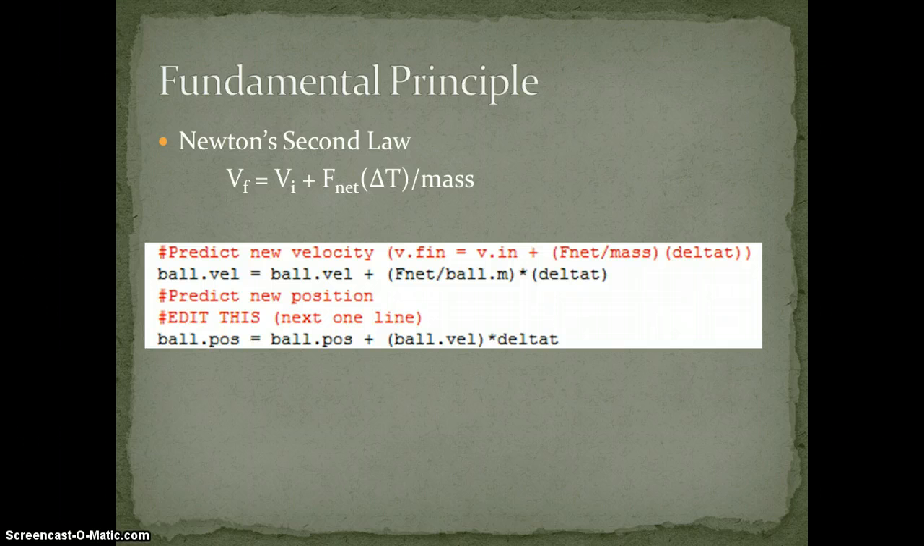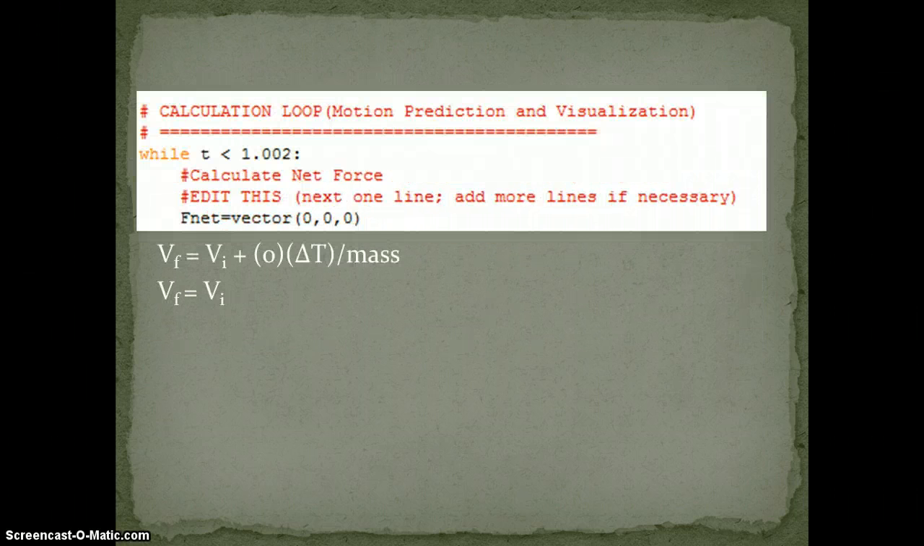For VPython, I used a while loop, and in the while loop, the ball velocity equals the previous ball velocity plus all the net forces combined divided by the mass times delta t. I then used the position equation, which is the ball position equals ball position from previous plus the ball velocity times delta t. The while loop also shows the net forces that were used in this experiment.